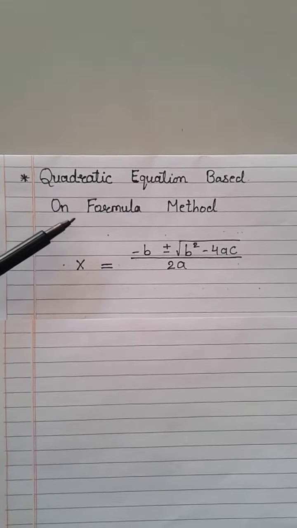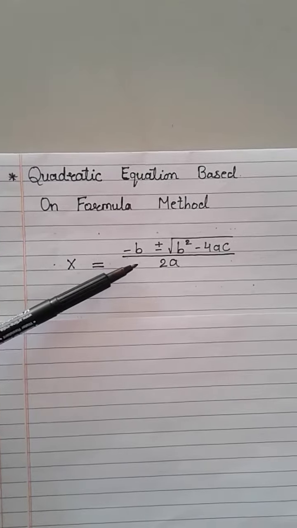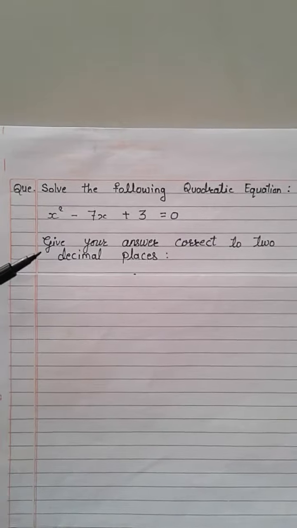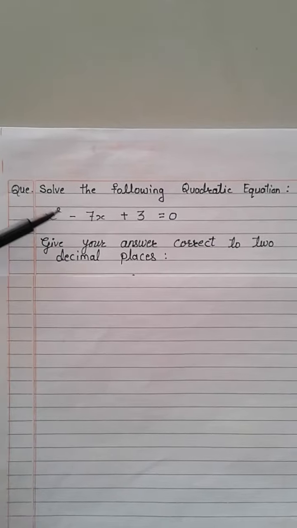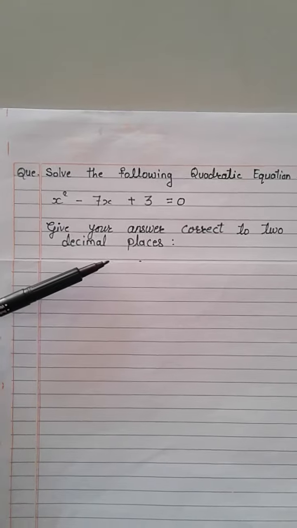The topic of this video is the quadratic equation based on the formula method, and the formula is x equal to minus b plus or minus root b square minus 4ac upon 2a. So the question is, solve the following quadratic equation. The equation is x square minus 7x plus 3 equal to 0. Give your answer correct to two decimal places.